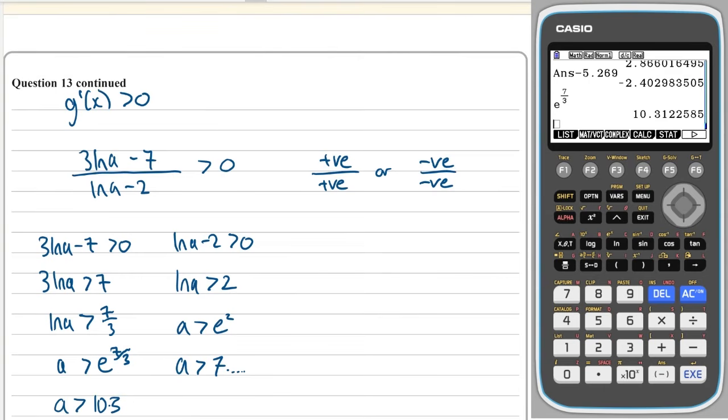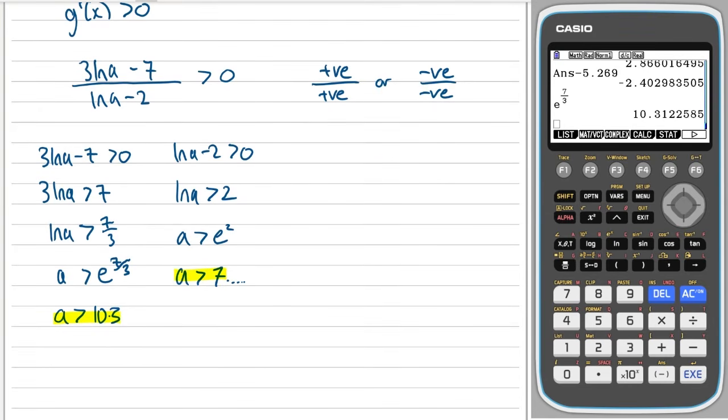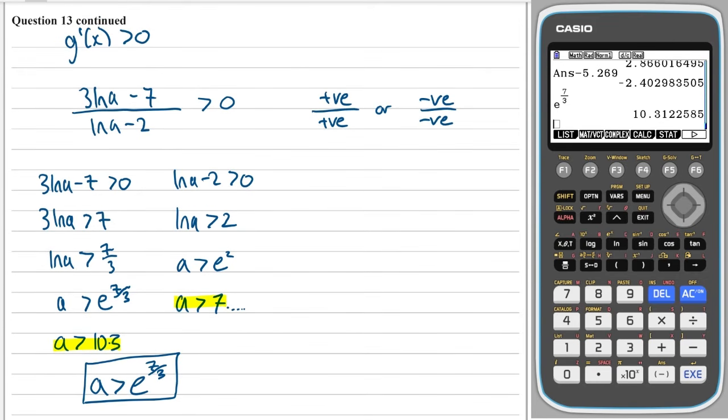So how can these both be true? How can a be greater than 7 and greater than 10? Well, it has to be just greater than 10. So a needs to be greater than e to the 7/3. So that's one solution. We also need to check whether it's negative and negative.